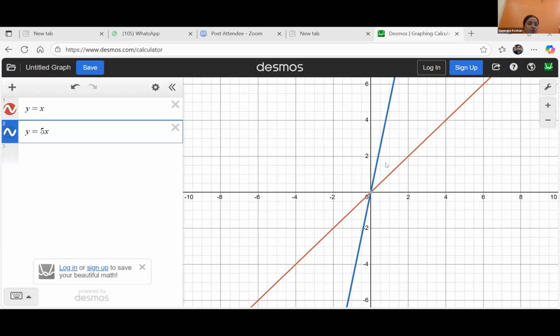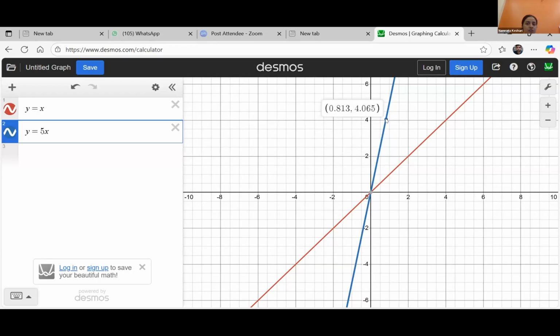The slope of the blue one is more than the red one. Steep, because the blue one is steeper than the red one. For a very small value of x, the y is changing quickly here. Can you see? For very small x, y is changing quickly too.